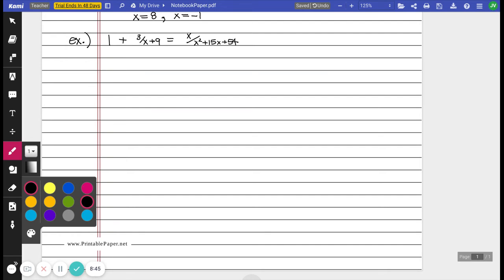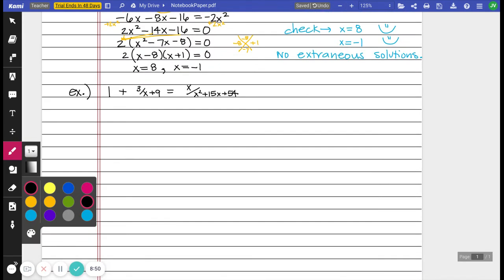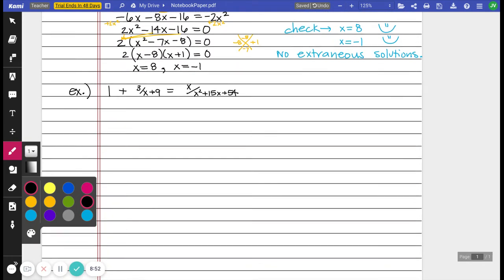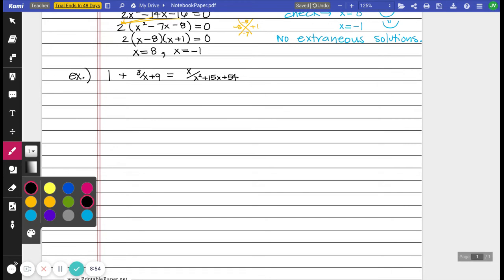Now, everything we've done has started with find your LCD. But before I can find my LCD, I need to understand what's happening in my denominators. So the very first thing I'm going to do is look at this last denominator. Let's rewrite it. What multiplies to 54 adds to 15? Plus 6 and plus 9.